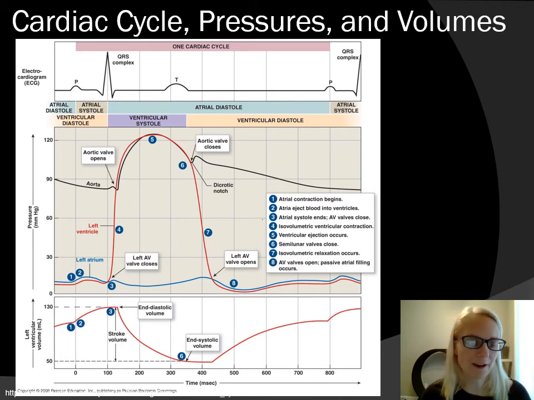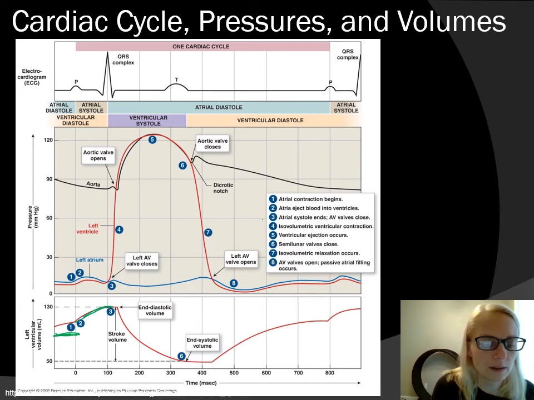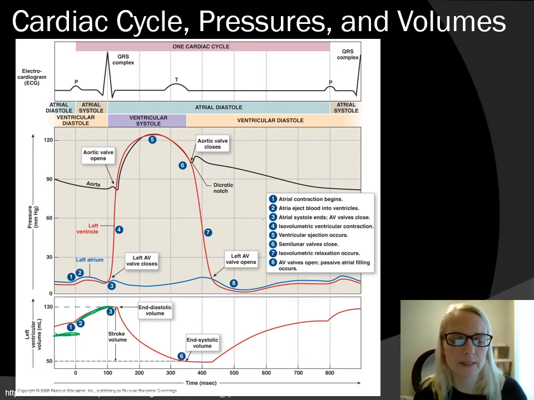So this is just left ventricular volume, which would be the same for the right. They have the same volumes that they deal with. So here we're going to track this first step. This is atrial diastole, so this is passive filling from the previous cycle. From 2 to 3, this is our atrial systole.